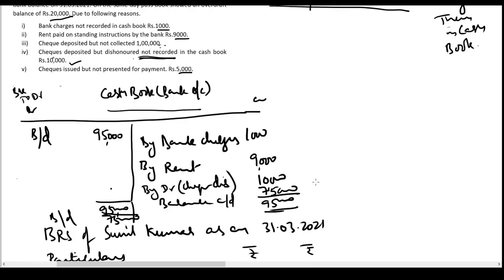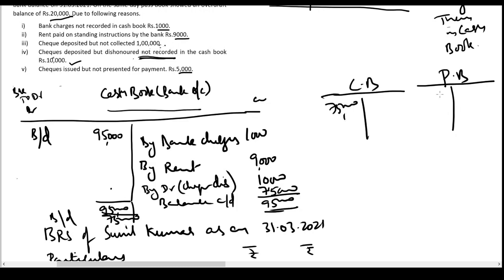Now with this we'll start our working notes for the bank reconciliation statement. Passbook, cash book. 75,000 is the balance here. We have to assume the passbook is also showing the same balance. We have to make the cash book equal to the passbook. Now we have recorded this in the cash book, we have recorded this in the cash book, and we have recorded this in the cash book.